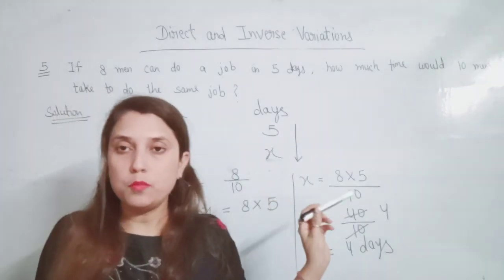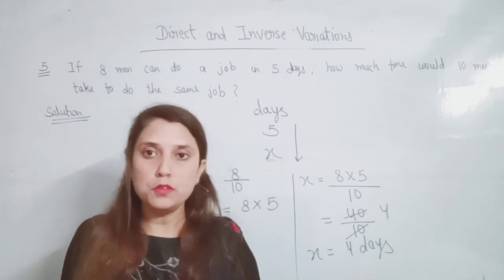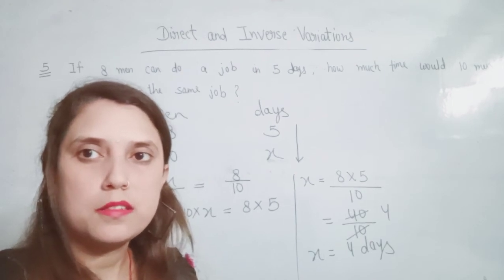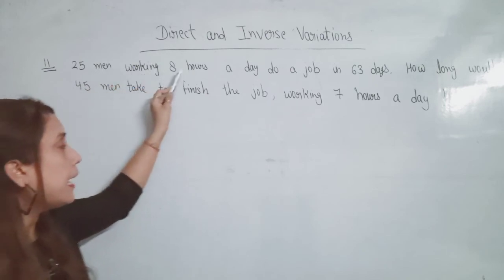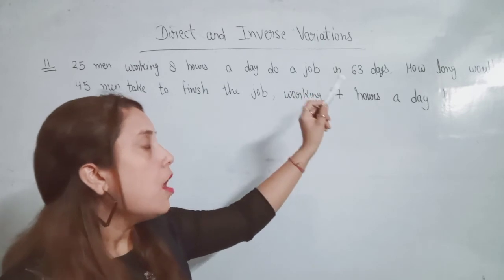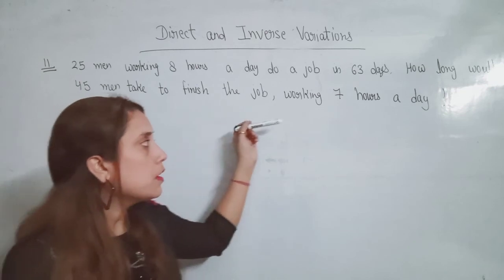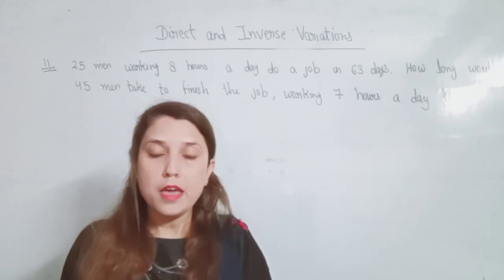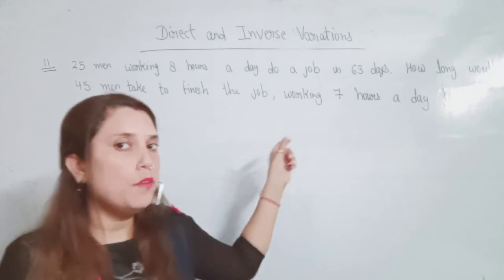Okay, next we will do one more question today. That is the last question for today, and it will be the compound variation. Question number 11: 25 men working 8 hours a day do a job in 63 days. How long would 45 men take to finish the job working 7 hours a day? So here 3 quantities are given. If more than 2 quantities are given, this is called compound variation.